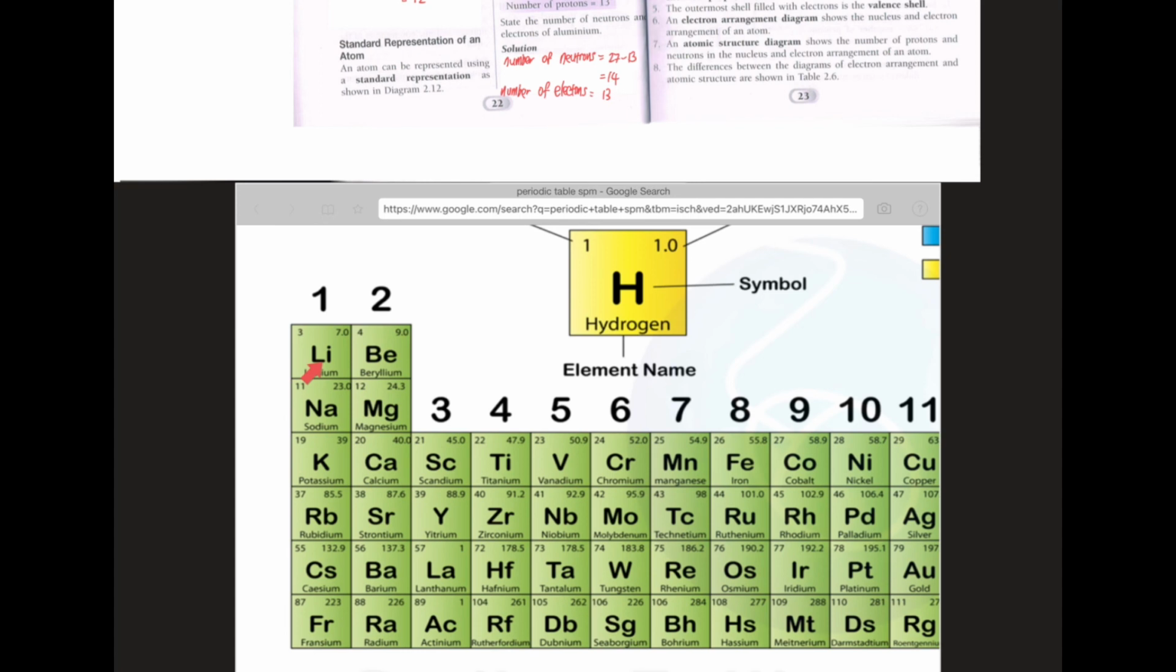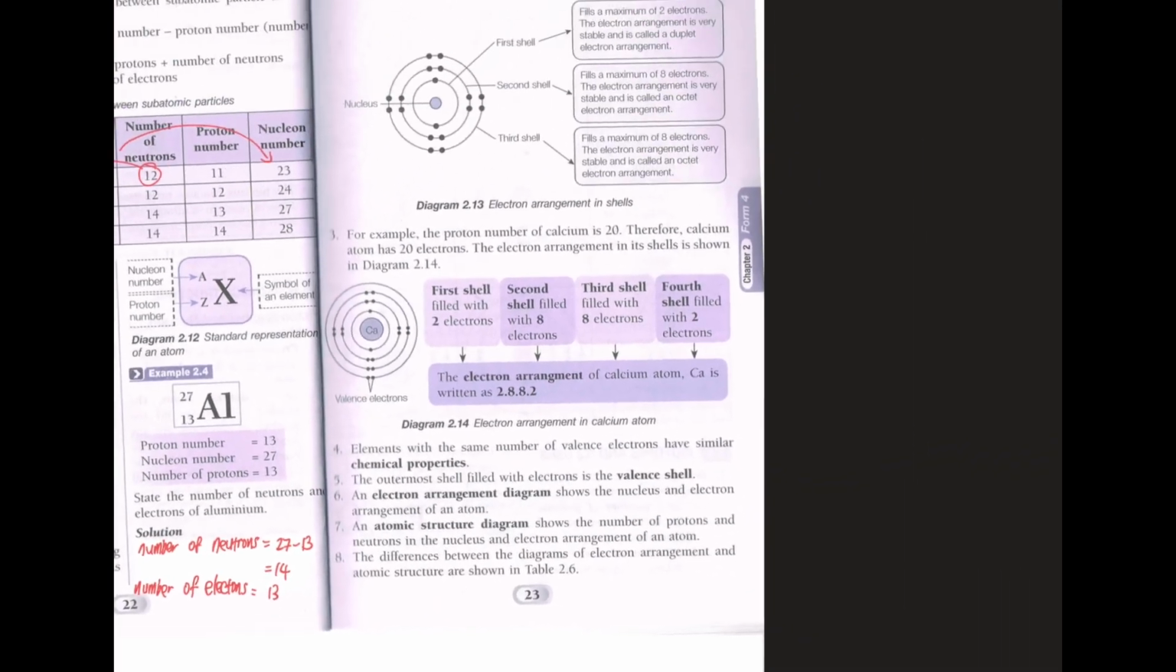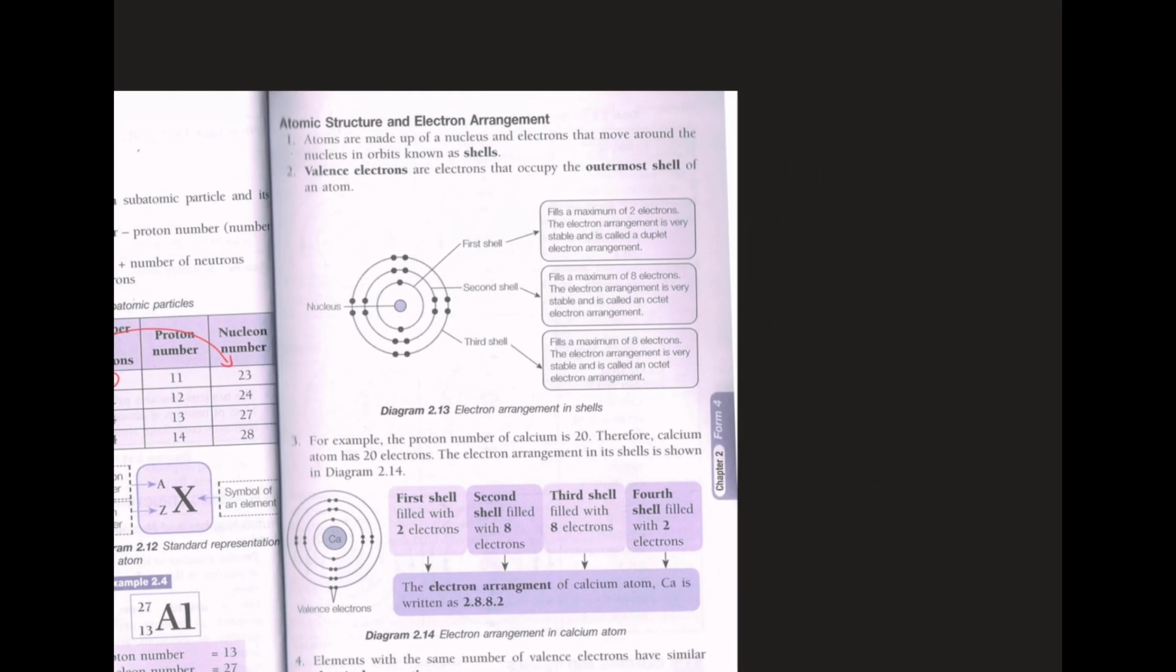So this is the symbol of the element. They don't follow the format sometimes, where the 27 is on top and the smaller number is at the bottom. No, this is left right. So sometimes it happens. Okay, let's continue.